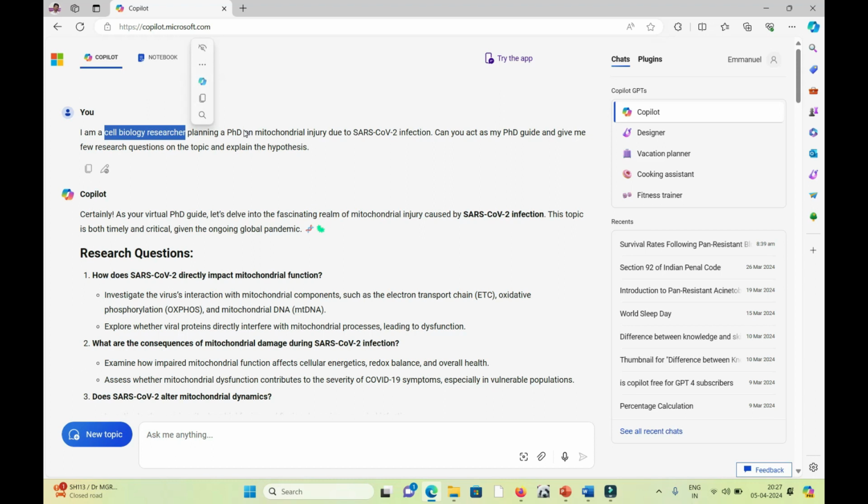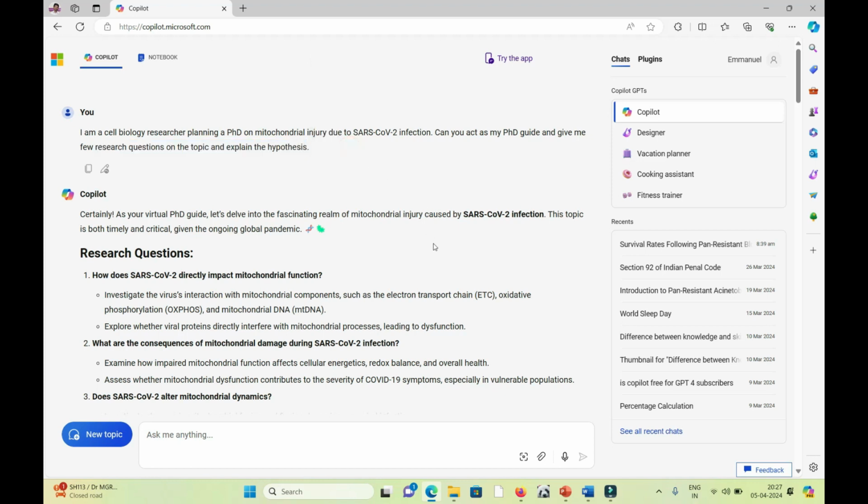So the second thing we have done is, my intention is to plan a PhD on mitochondrial injury due to SARS-CoV-2. So that is my intention. Then I put what the AI tool has to act as. So, can you act as my PhD guide? And then the last one is to give research questions on the topic and explain the hypothesis. So that is the fourth thing we have given.